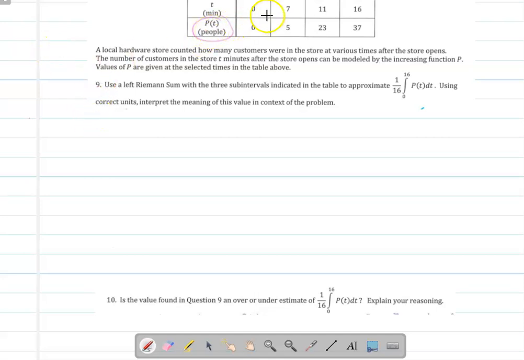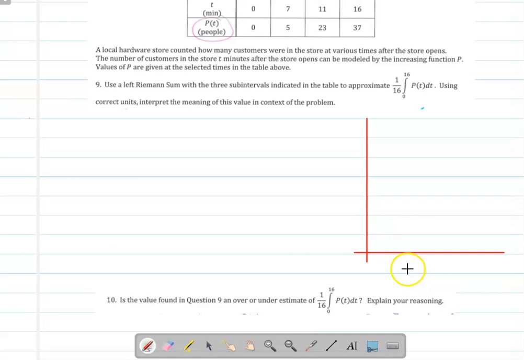In this problem, this table gives us information about the number of people present in a local hardware store at time t, and we need to approximate the value of this integral using a left-Riemann sum with 3 sub-intervals. So let us draw it first to understand it better.